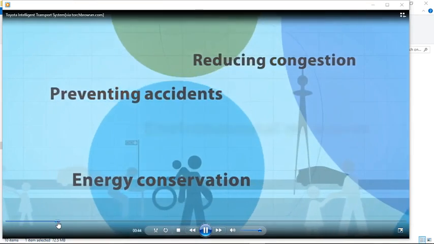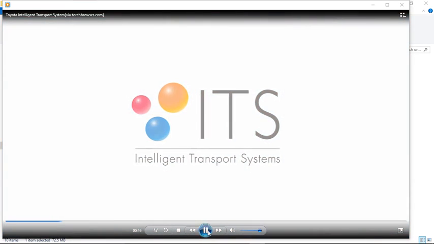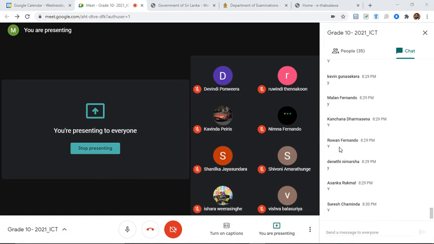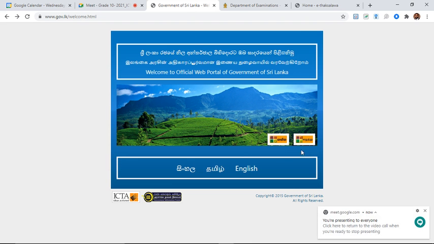Okay, now next session we have to go for the applications of ICT. Okay, applications. So I have taken this one. So this is a government website. Okay, this is a government website. You can see the official web portal of the government of Sri Lanka. Welcome to the official web portal of the government of Sri Lanka. So they have given Sinhala, Tamil and English. Right, so now you can see the target crowd.